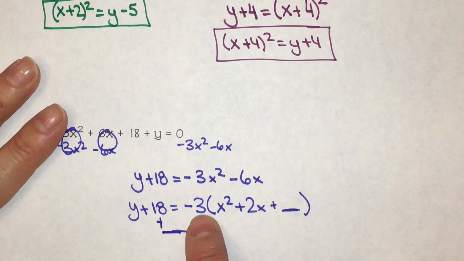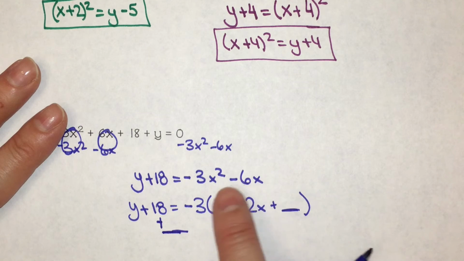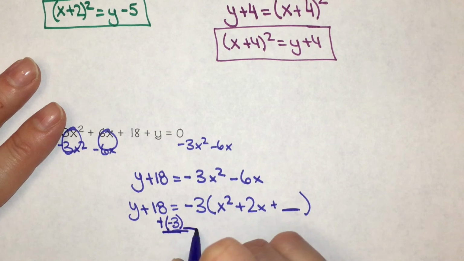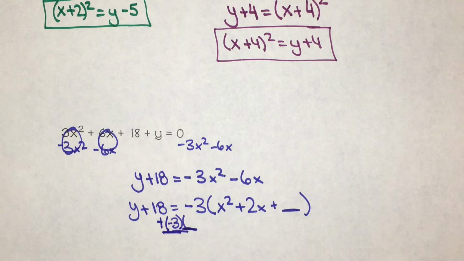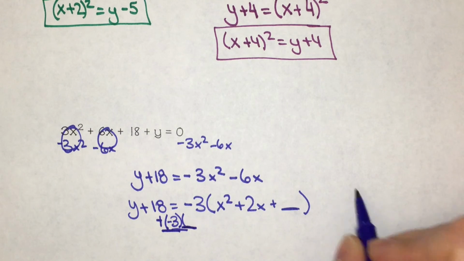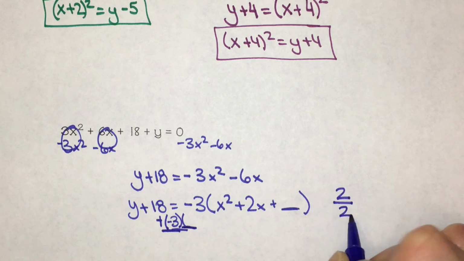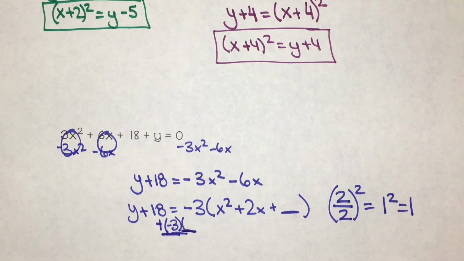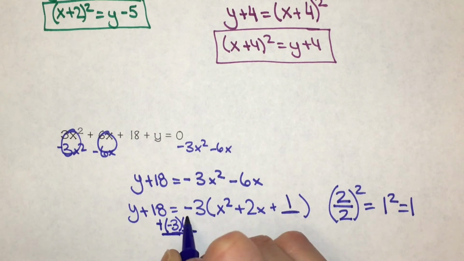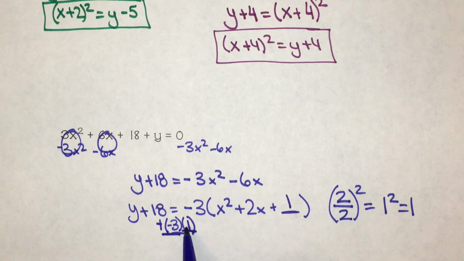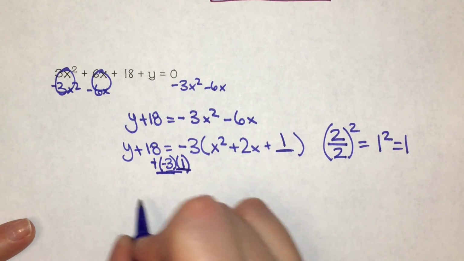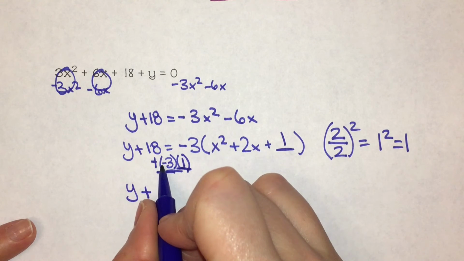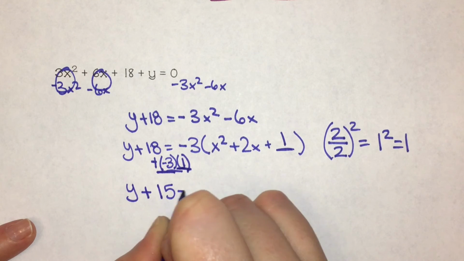This side's multiplied by negative 3, so whatever I add on, since it's multiplied by negative 3, this side has to be multiplied by negative 3. So I have to figure out what that number is that I'm going to multiply it by. Okay, so take our b value, which is 2, divide it by 2 and square it. 2 divided by 2 is 1, and 1 squared is 1. So I'm adding 1 to both sides. Well, negative 3 times 1. Okay, so this simplifies to y plus negative 3 times 1 is negative 3. 18 plus negative 3 is 15.